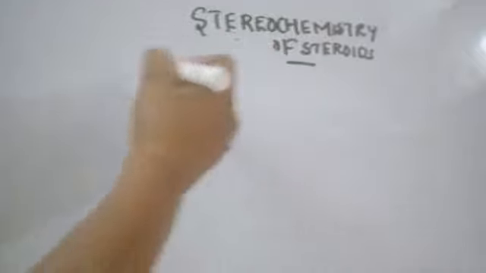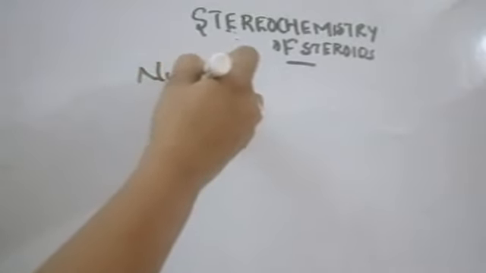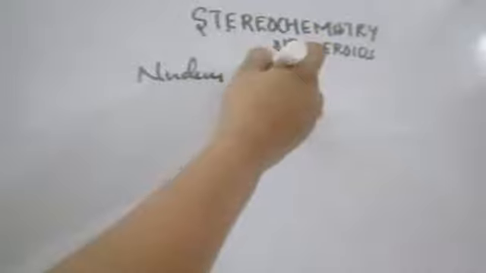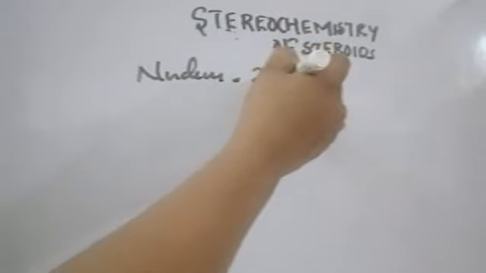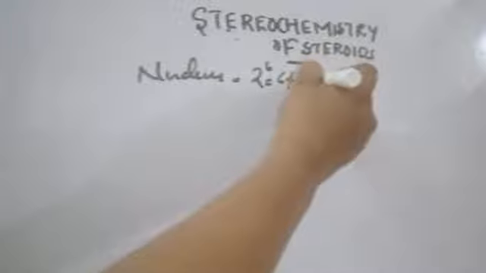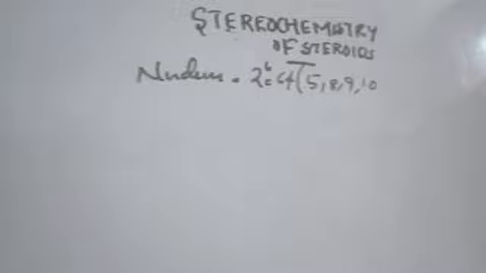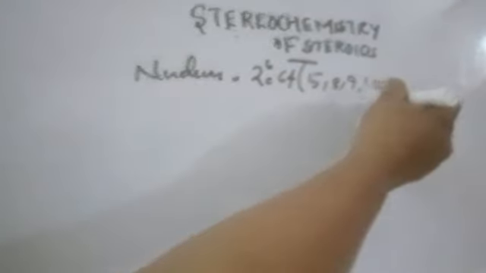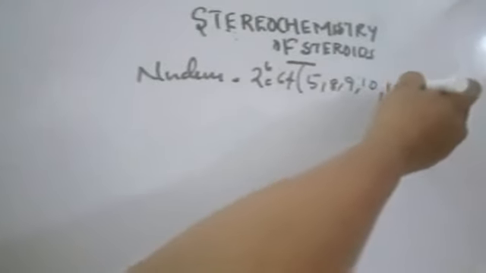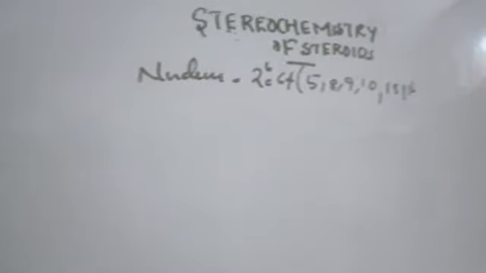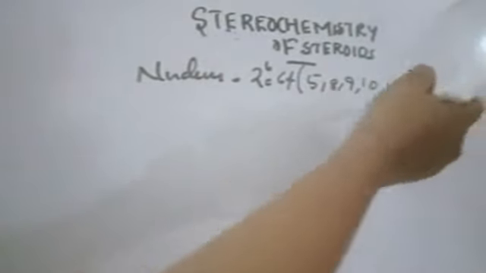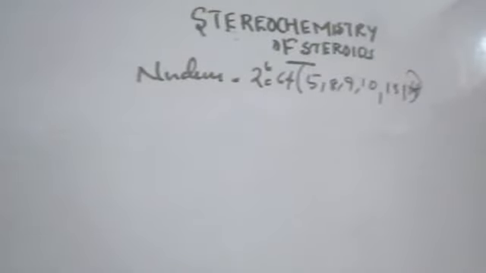In the case of the configuration of the nucleus, the number of stereoisomers we already discussed is 2 raised to 6, equal to 64. Considering the carbon atoms 5, 8, 9, 10, 13 and 14, these are the chiral carbons which are selected for the stereochemistry of the nucleus. And also we discussed that most of this is not possible because of the steric effect.